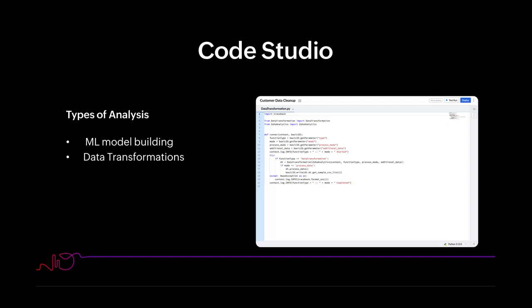On the other hand, data transformation is essential for preparing datasets before modeling. This option enables you to manipulate, clean, and enrich your data programmatically. You can automate repetitive tasks, create new features, and ensure your data is in optimal shape for analysis. Both of these features empower users to harness the full potential of their data science projects. In the upcoming slides, we will have a quick demo video showcasing how to use both ML model building and data transformation in Code Studio. Let's take a quick look at it.